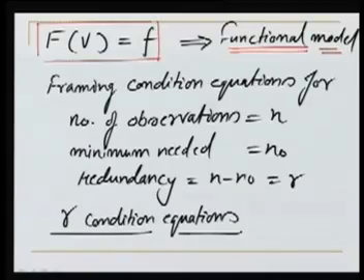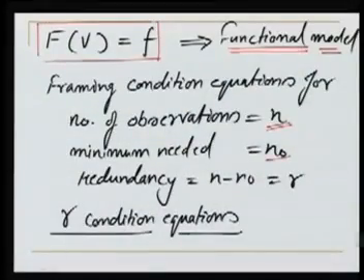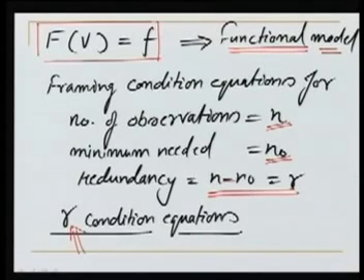Well, let's do it for one case. Okay, right now it is that we have n number of observations, and for that particular problem, n naught is the number of observation which can define the problem, or which can find the answer for us. The desired quantity can be determined by only n naught. So number of observations are n, minimum needed n naught, the redundancy in our model is r, which is n minus n naught. So obviously we are going to write r number of condition equations.